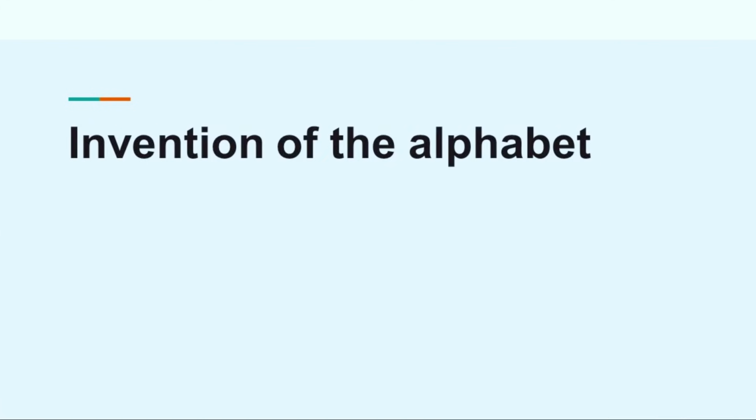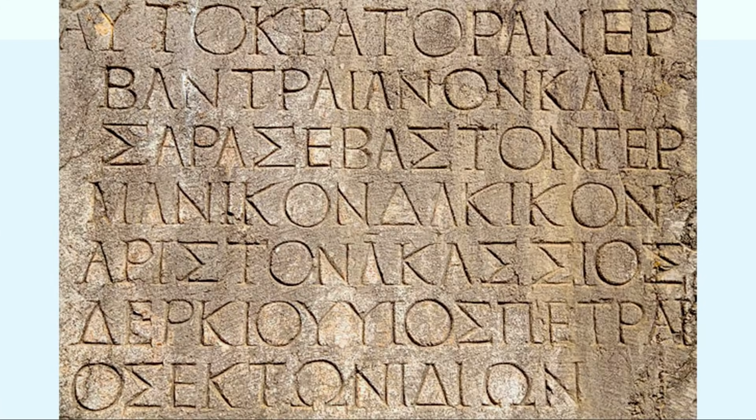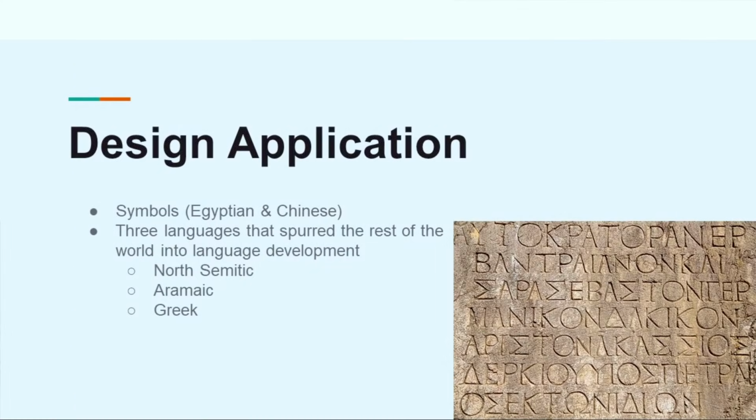The invention of the alphabet. So as you can see, this here is the Greek alphabet. But before the Greek alphabet, we had symbols from Egypt and China. Three languages that spurred the rest of the world into language development were the North Semitic, the Aramaic, and the Greek. And so these three languages gave us the base for our main forms of communication around the world.